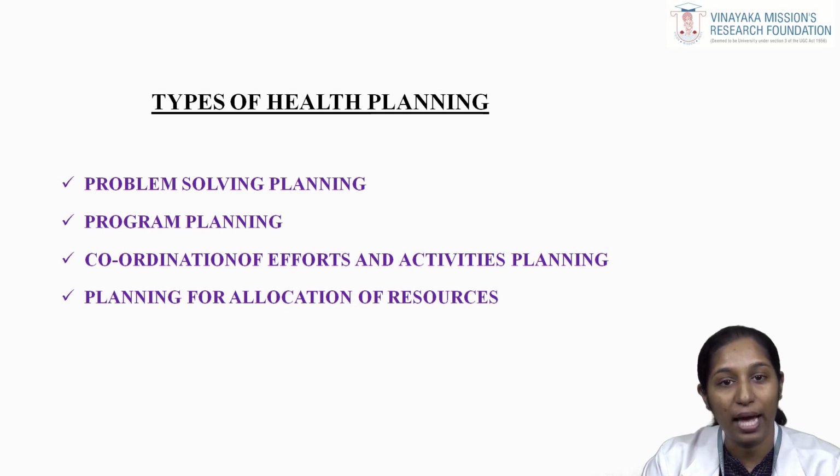Next is planning for allocation of resources. What is this type of planning? Planning for allocation of resources involves selecting the best alternative to achieve a desired goal when the amount of resources is limited. This is what is called planning for allocation of resources. Here, for example, replacing a fluoride rinse program with a sealant program in areas with a high prevalence of pit and fissure caries is an example of the same.